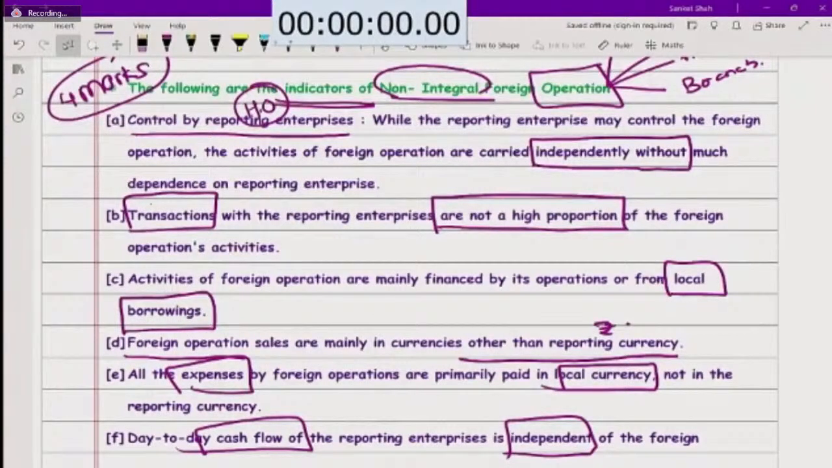Independent control by reporting enterprise. Transactions are not in high proportion. Local borrowings, very good. Expenses in local currency. Day-to-day cash flow not sent to head office. Independent cash flow, not day-to-day cash flow. Ankit Gupta ji. Independent from HO. Less control, fewer transactions from HO. Local transactions in branch currency. Not affected by day-to-day price changes. Very good. Independent cash flows. Expenses in local currency. Very good, Mr. Patel.